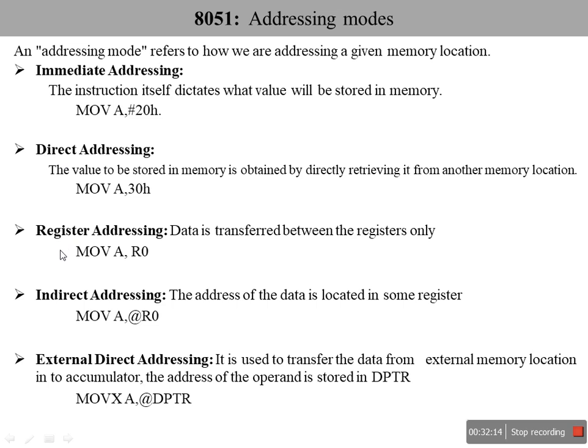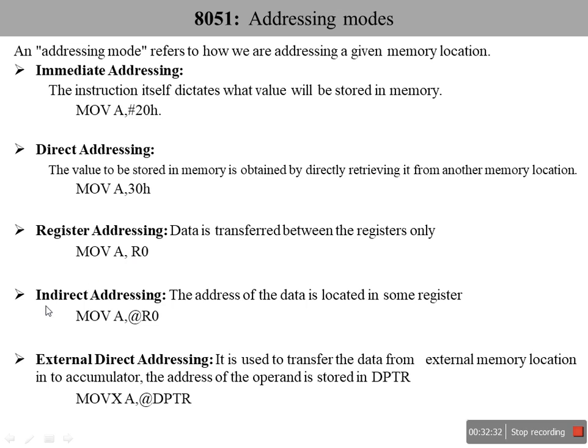Then next we have register addressing mode. In register addressing mode, data is transferred between the registers only. This is internal again. So R0 to accumulator, accumulator to R0. If data is moved between the registers, then we call it register addressing mode.